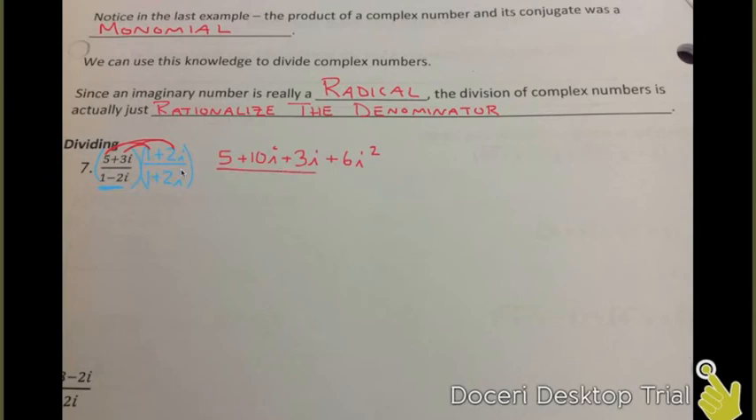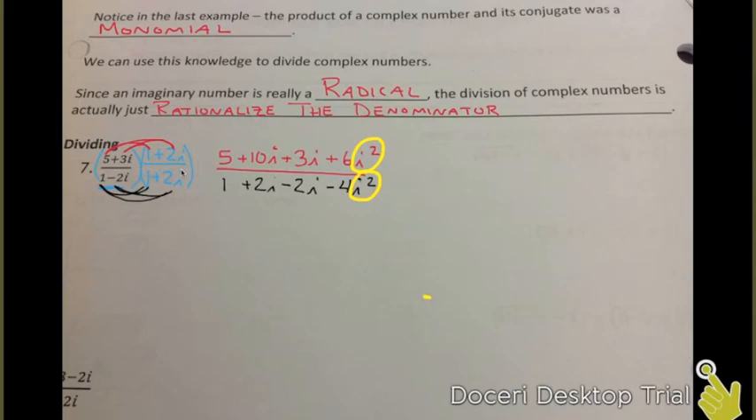On the bottom, we're going to do 1 times 1, which is 1. 1 times positive 2i, so plus 2i. Negative 2i times 1, so negative 2i. And negative 2i times positive 2i, which is negative 4i squared. Again, we want to simplify this down a bit more, so you're actually going to see that this i squared here and this i squared here both turn into, that's right, a negative 1.